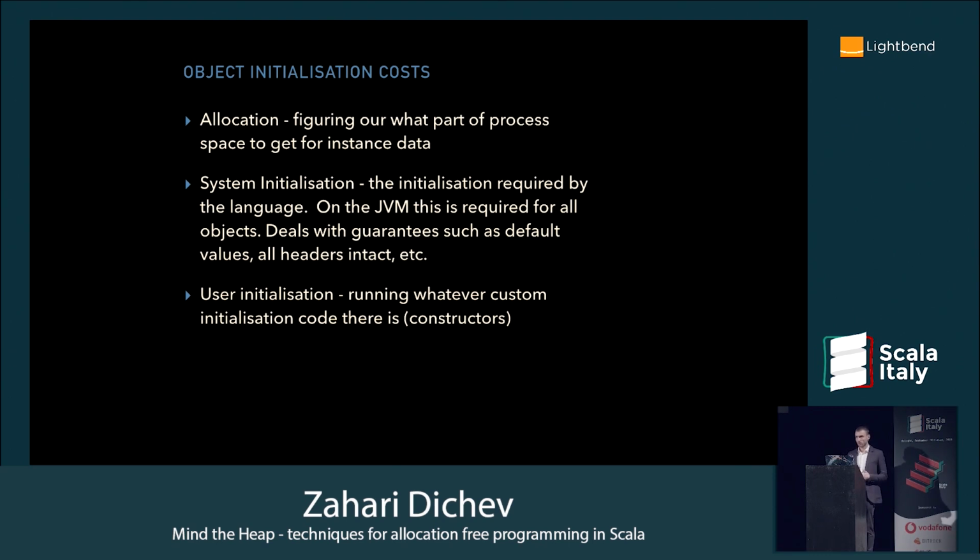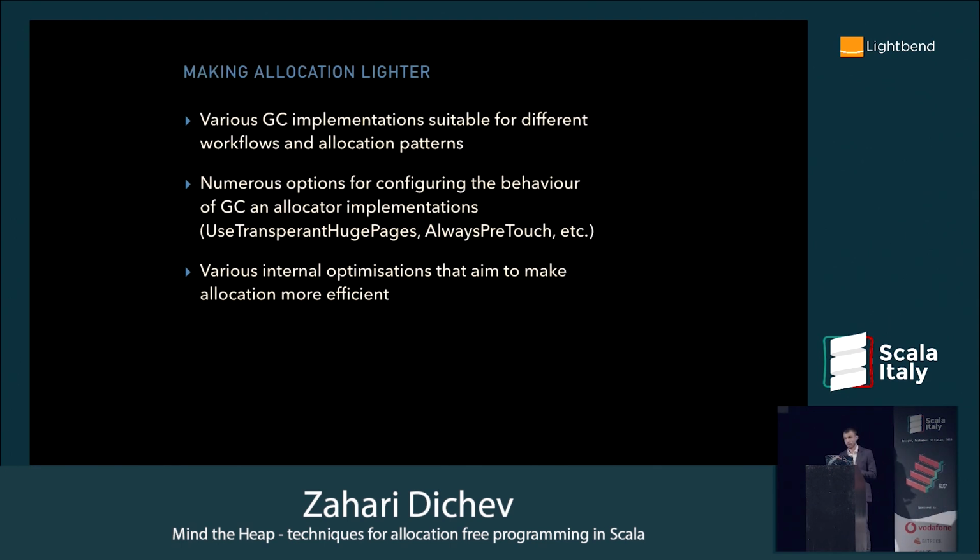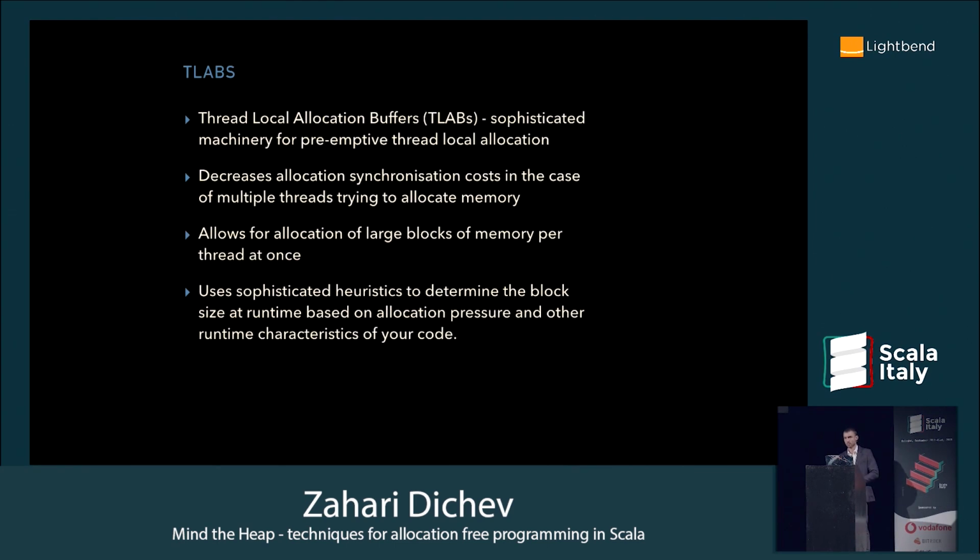And in order to minimize that, there's quite a lot of things that have been engineered into the JVM. So there are various GC implementations suitable for different workloads, and there are numerous options for configuring the behavior of your allocator and the behavior of your GC. And of course, there are various internal implementations that aim to make allocation more efficient. For example, one such thing is TLABs, right?